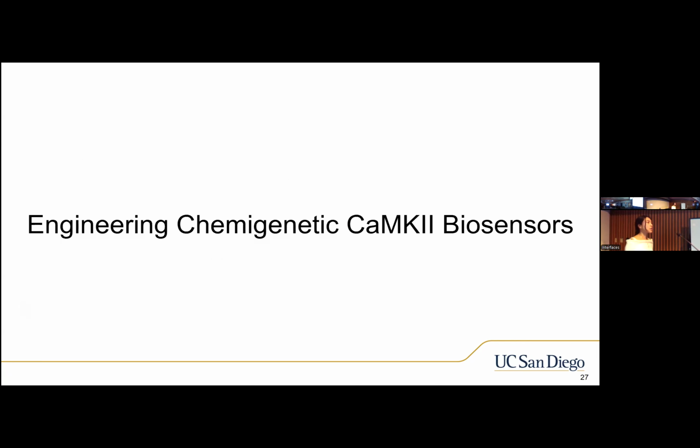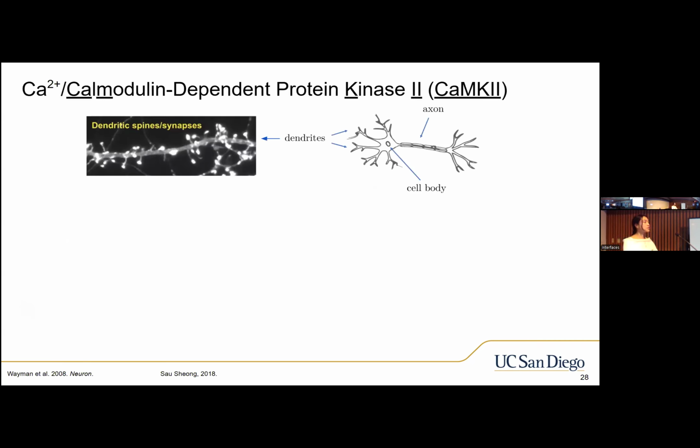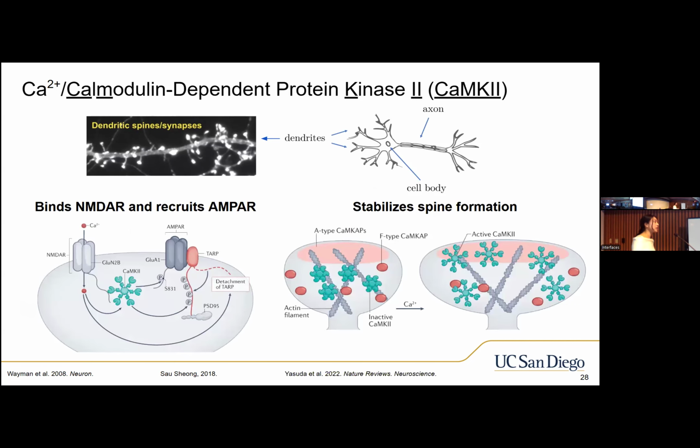Of these new sensors, I wanted to highlight one of our new very promising chemogenic biosensors for calcium calmodulin dependent protein kinase 2 or CAMK2. So CAMK2 is a valuable biosensor target because it's important for dendritic spine function in neurons. It can help to regulate NMDA and AMPA receptors, as well as spine formation and dynamics. And both of these things are crucial for synaptic plasticity and long-term potentiation.